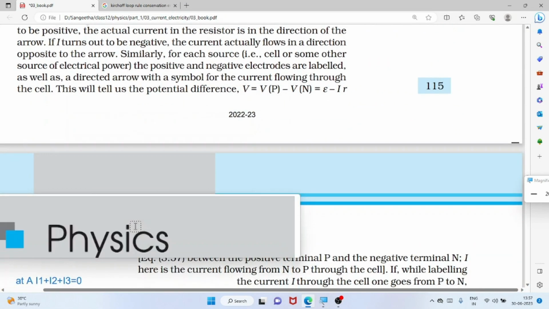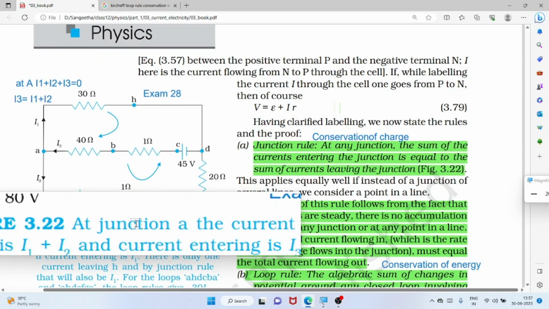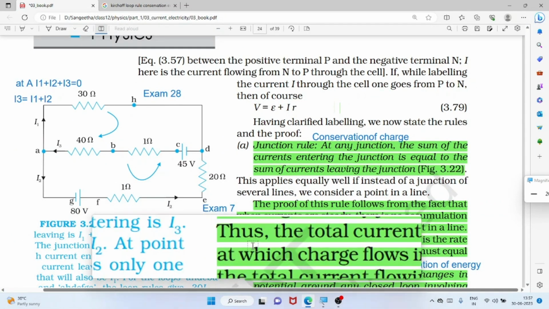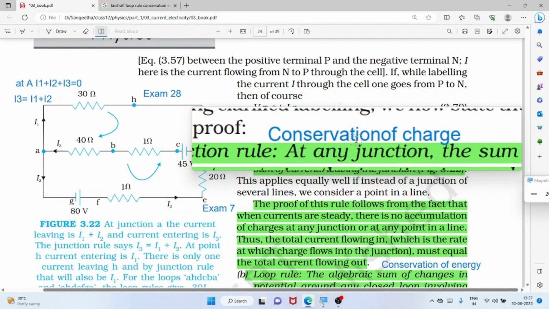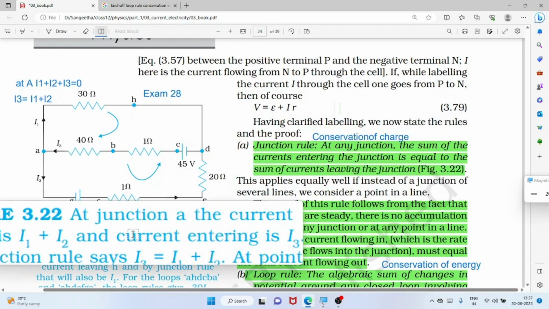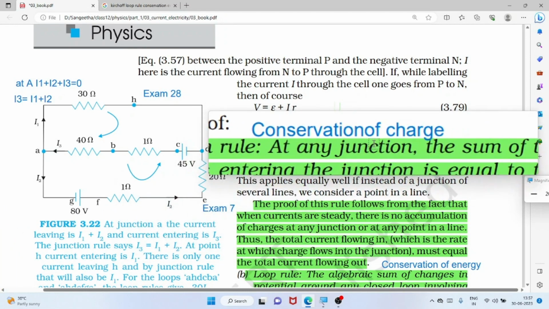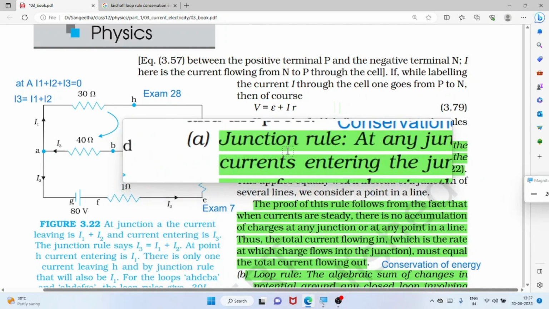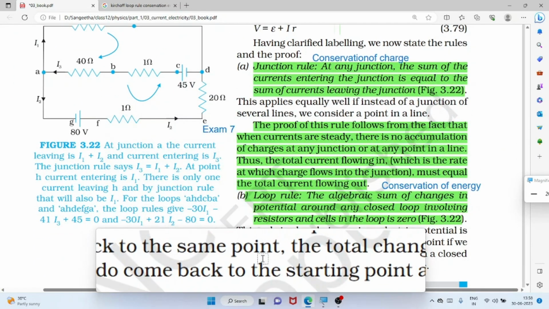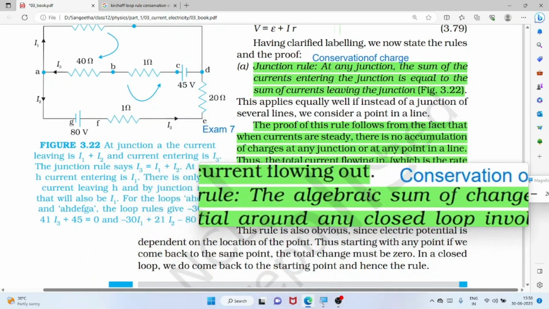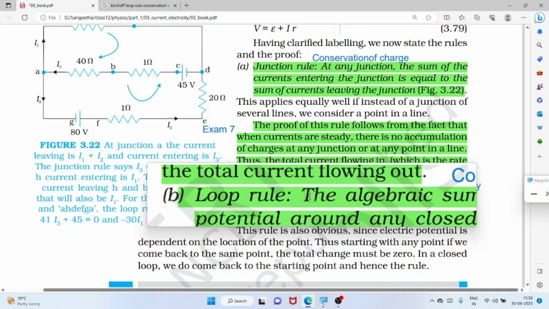Kirchhoff's rules. See here, Kirchhoff has a current rule. The current rule concerns incoming and outgoing currents at a junction. When you add incoming and outgoing currents, the resultant will be 0. Sigma I will be 0. That is the law of conservation of charge. Okay, the junction rule. There is also an energy rule, the loop rule. That is the conservation of energy.